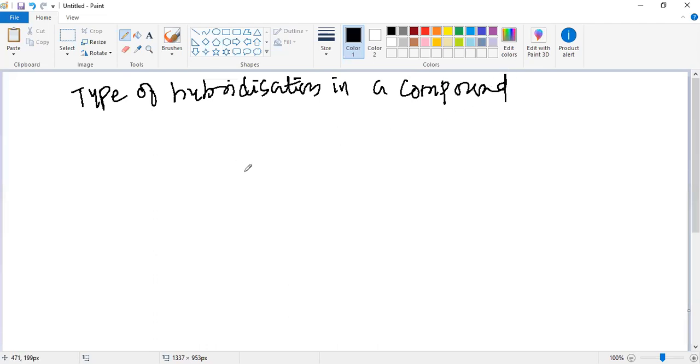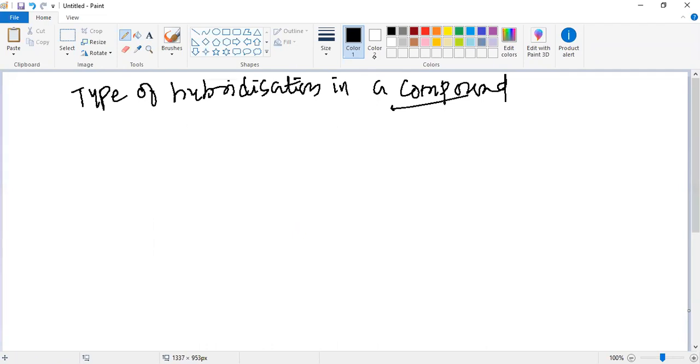When we want to find out the type of hybridization in a particular compound, we need to know that if a carbon is making a double bond, then we have one pi bond and sp2 hybridization. If all bonds are single, then sp3 hybridization. And if a carbon is going to make 2 pi bonds at a time, it is going to be sp hybridization. So let us take the first example of CH3Cl.